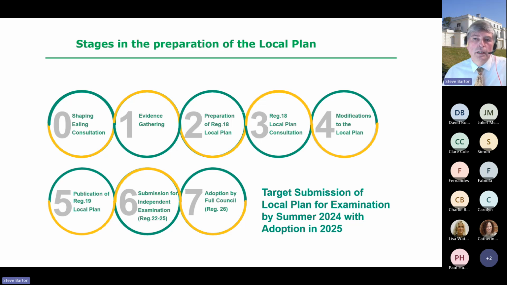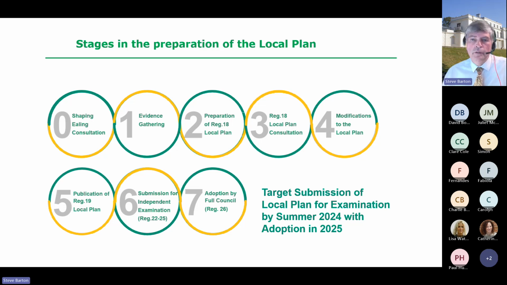And he will appoint an independent planning inspector who will examine the plan against various tests of soundness and legal compliance, and will produce a report. That report, hopefully, will say that the local plan meets those tests, and if it does, it will then be open to full council to then adopt the local plan.